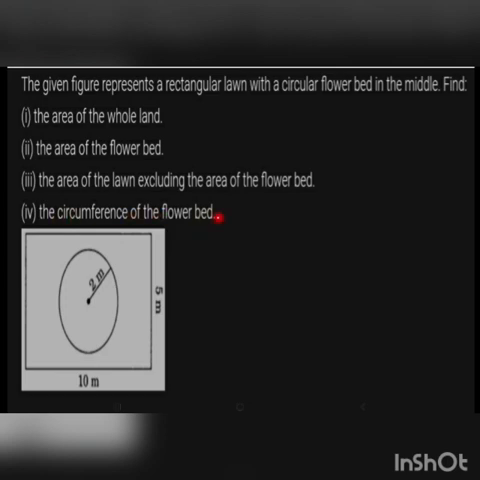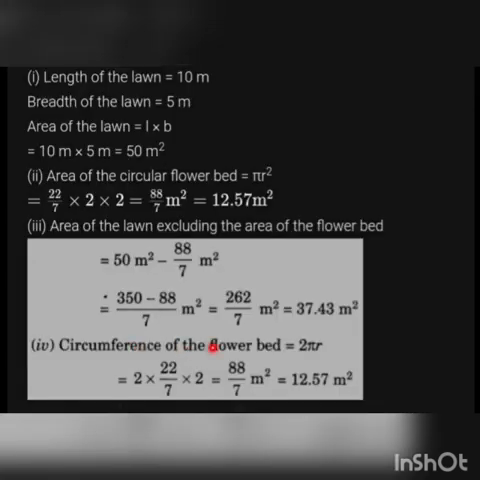Next, the circumference of the flower bed. The circumference means only the boundary distance of this flower bed. That also we can find, because the flower bed is a circular flower bed. So its circumference is 2 pi r. So finding out 2 pi r. R is 2 centimeters. So 2 into 22 by 7 into 2. Again the same, 12.57. So the area and the circumference here are the same, because the radius is 2 centimeter.